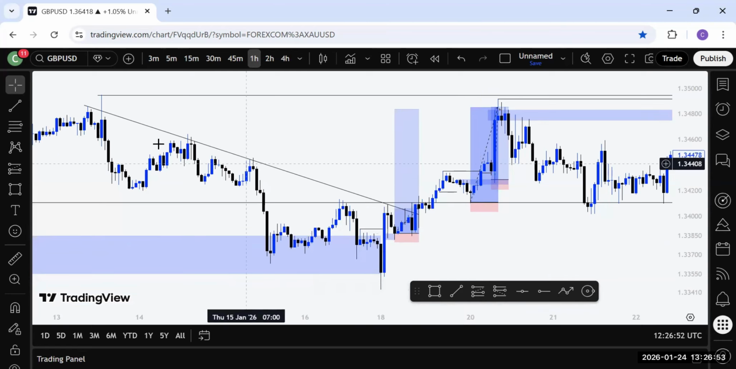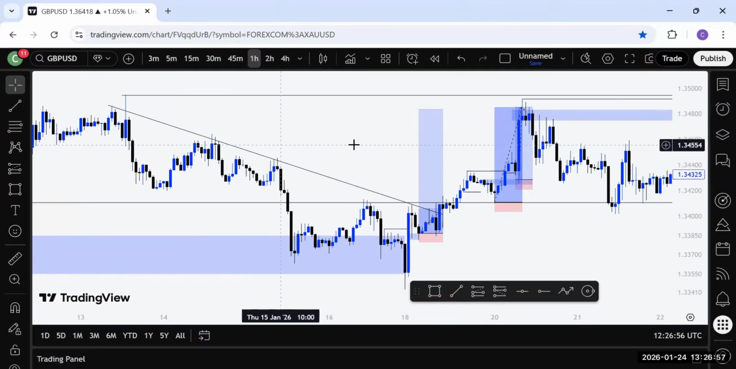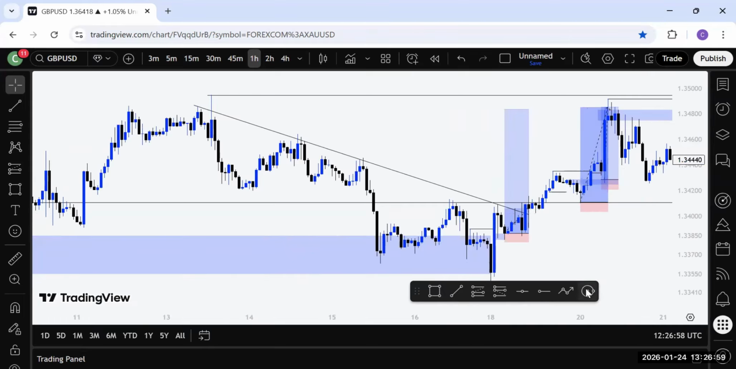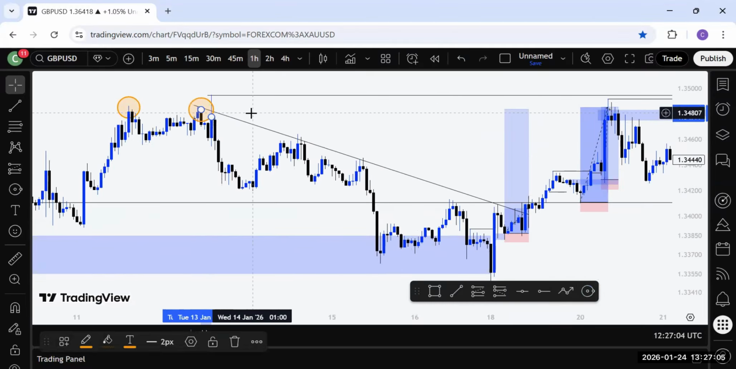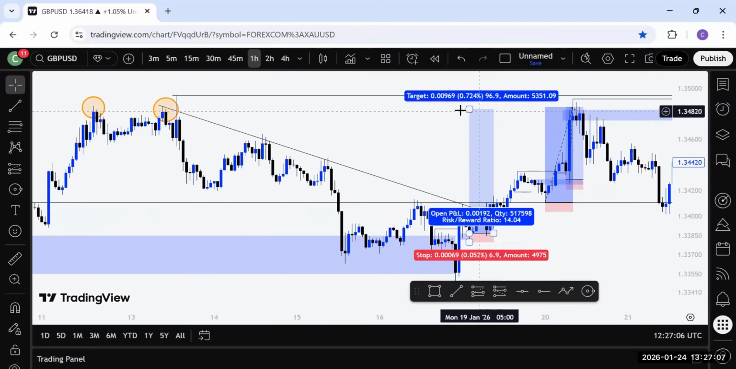Then my target was at taking out this entire trend and liquidity. You can see it very clearly. Not only that, there's an example of an equal high liquidity here. This is an example of an equal high liquidity. So my target was at taking it out for this first entry.